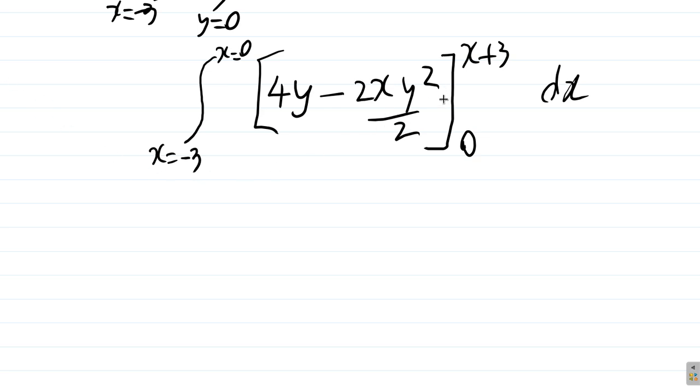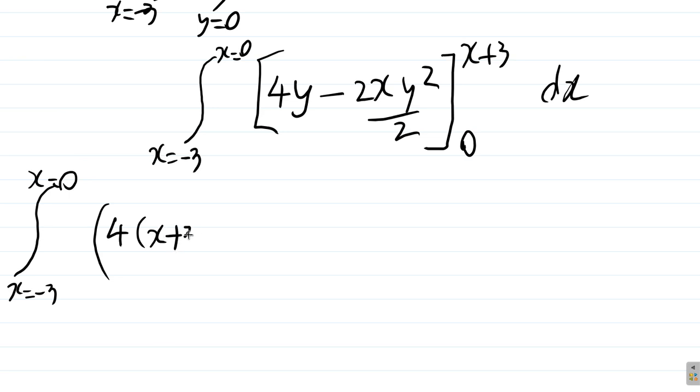Now here we have the boundaries, putting in the boundaries. Let me just write back the integral from x equals negative 3 to x equals 0 and then put in the boundaries. It's 4y, but guess what? Y is going to be x plus 3. So, alright, 4 times x plus 3. See that? It's 4 times x plus 3 because y is equal to x plus 3. Y is equal to the upper boundary minus y equal to the lower boundary, right?